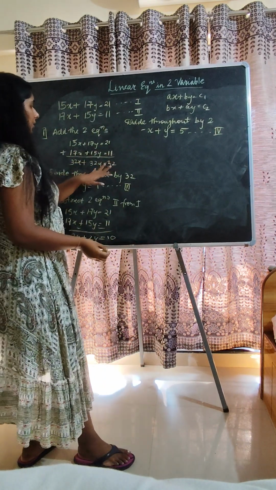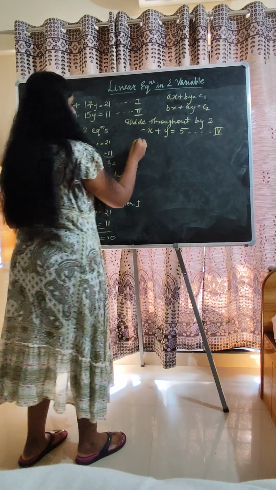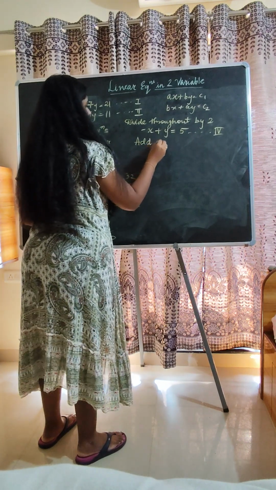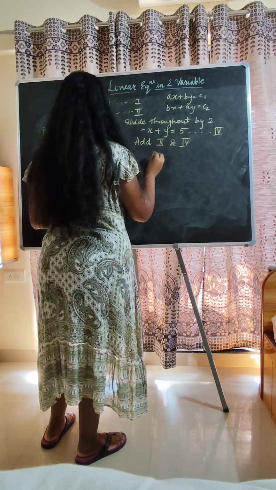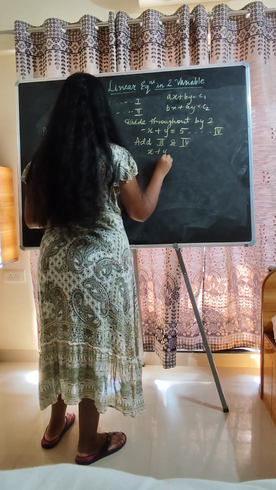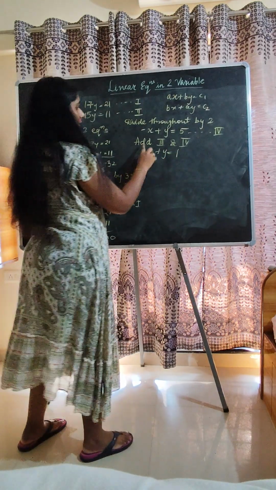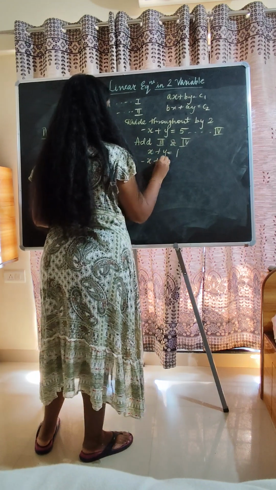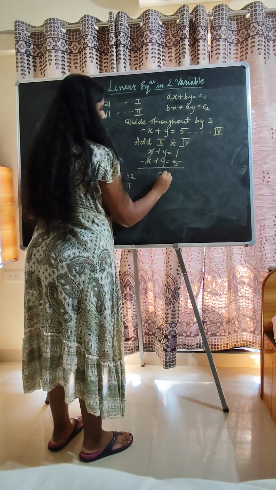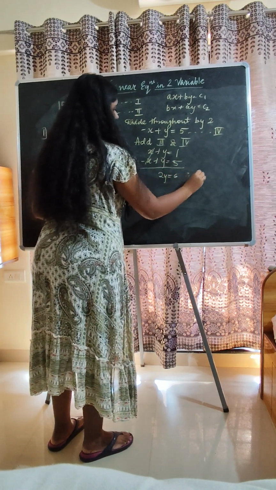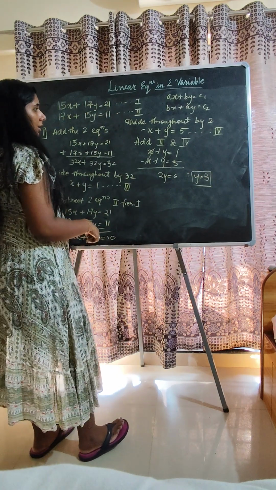After getting the third and the fourth equation, now you can add third and fourth, as x and minus x are going to get cancelled. So x plus y is equal to 1, this is the third, and this is the fourth, minus x plus y equal to 5. So this x and this x will get cancelled. This will become 2y is equal to 6. Therefore y is equal to 3. This is the y answer.